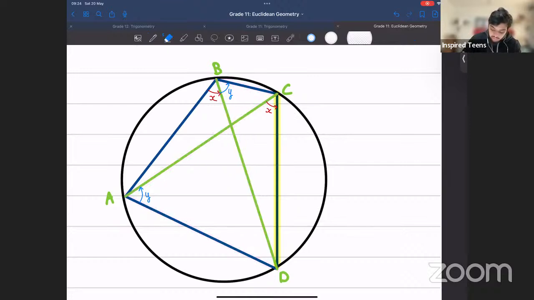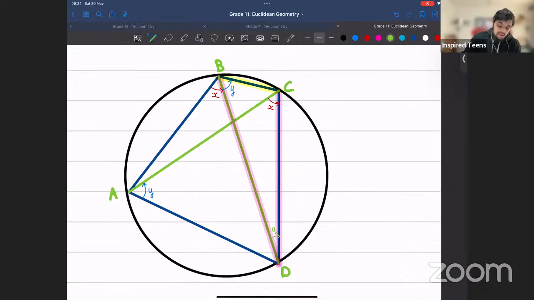We can even use a different chord. Let's use the top line, BC, as a chord. If we use BC as a chord, let's consider the angles it subtends. It subtends angle D, which we can call Q. And chord BC doesn't just subtend one angle, it subtends two angles. It subtends angle A as well, and they would be equal. So this is also Q.